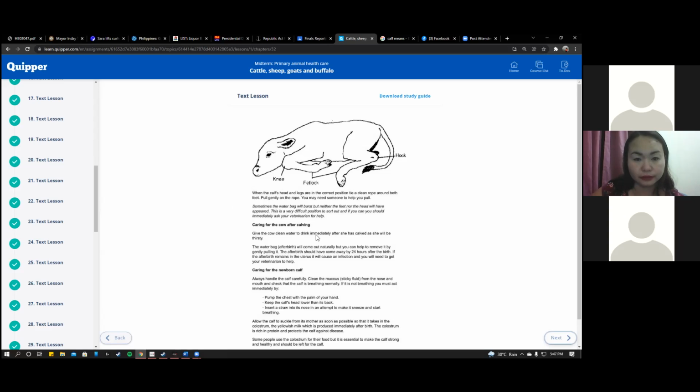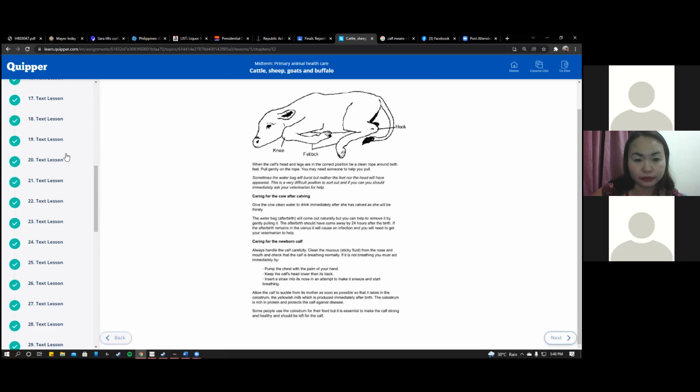So after calving, the cow should be given clean water so that she can drink, because after calving she will be thirsty.